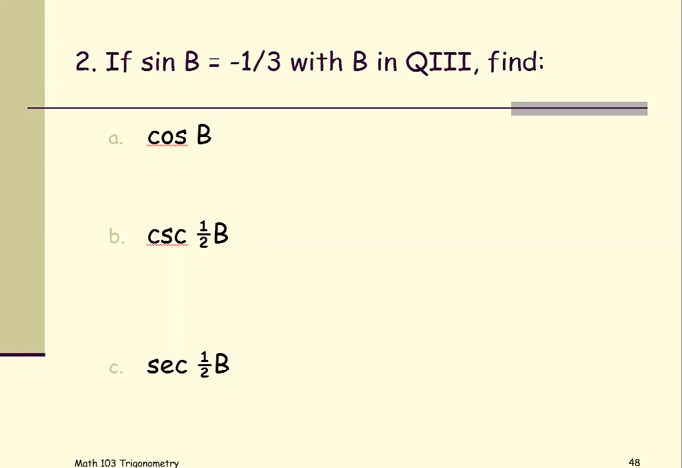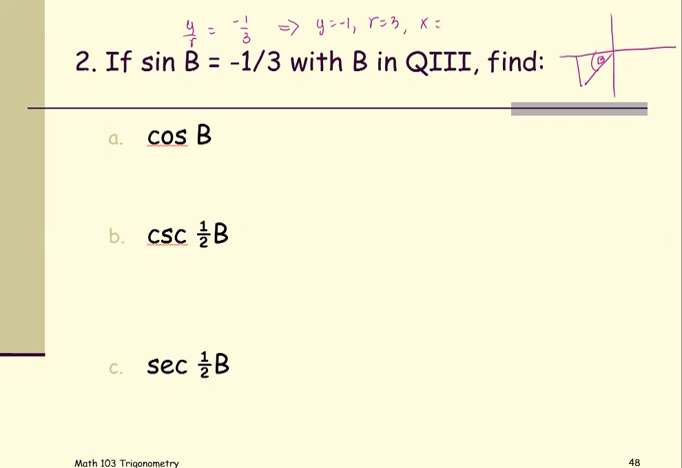For this problem, sine of B is negative 1 over 3 and B is in the third quadrant. In the third quadrant, if we draw the right triangle diagram with an angle B located in the third quadrant, the x is going to be negative, the y is going to be negative. By definition, sine B is y divided by r. Y over r is negative 1 over 3. That tells us y is negative 1, and r is 3.